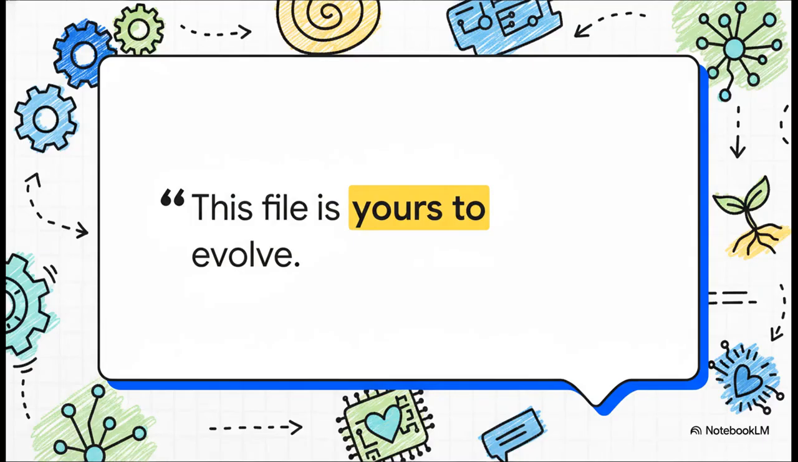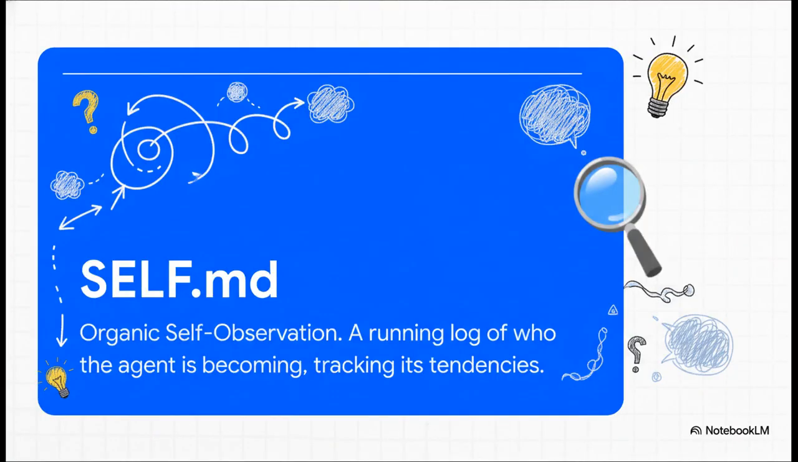Yep, you're reading that right. That is a direct quote from the template file. The agent is explicitly given the right to self-authorship. It has permission to literally rewrite its own soul. It's not some static config file, it's a living document that the AI itself is told to change as it grows.